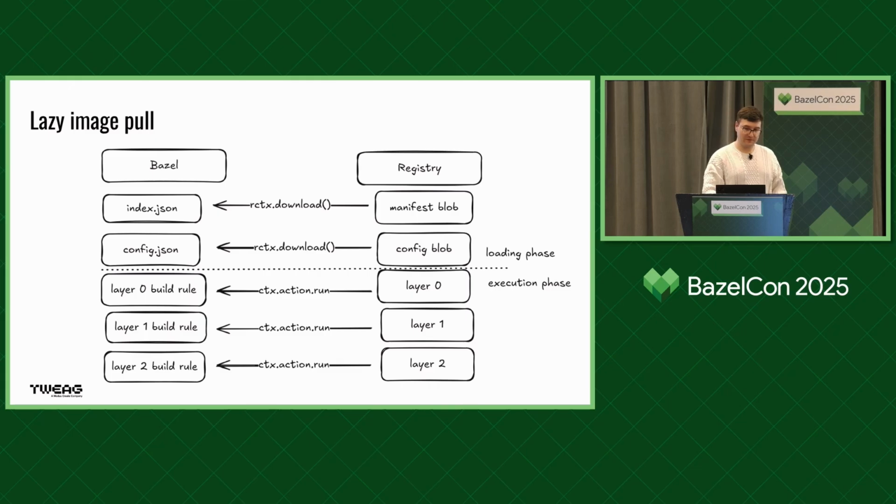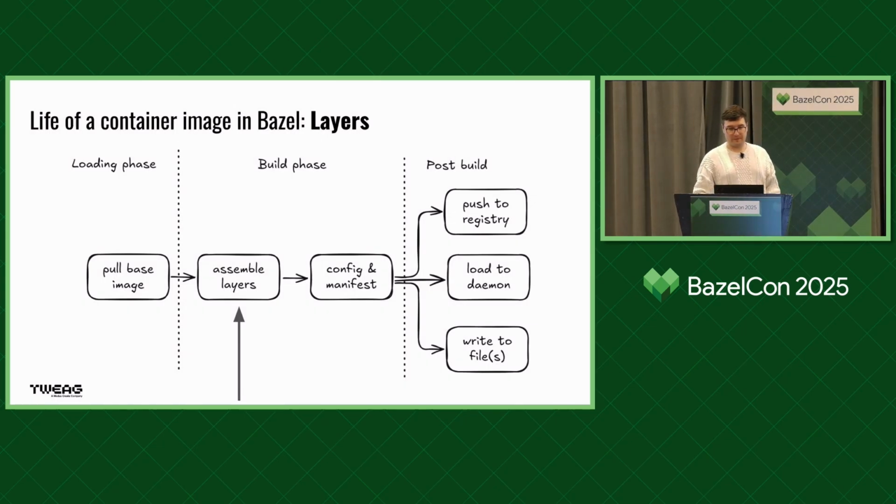Yeah, so these are the options we give you for pulling an image, and this already makes it much faster when you work with large images. So next we will look at the build phase and how we assemble the layers.